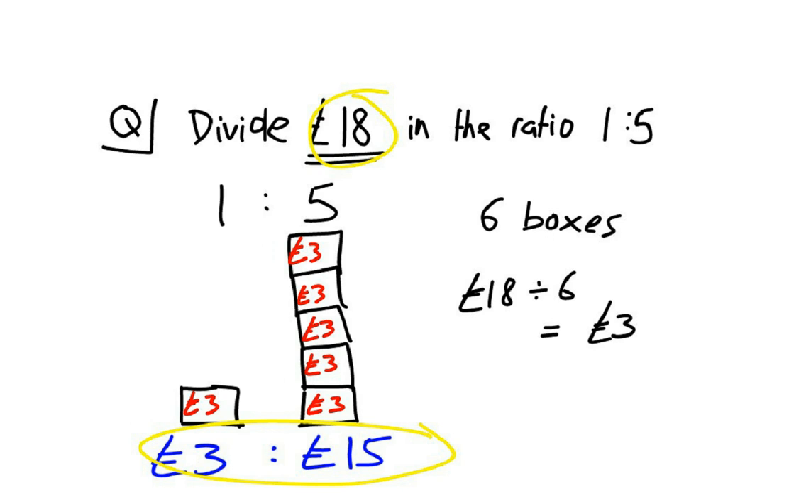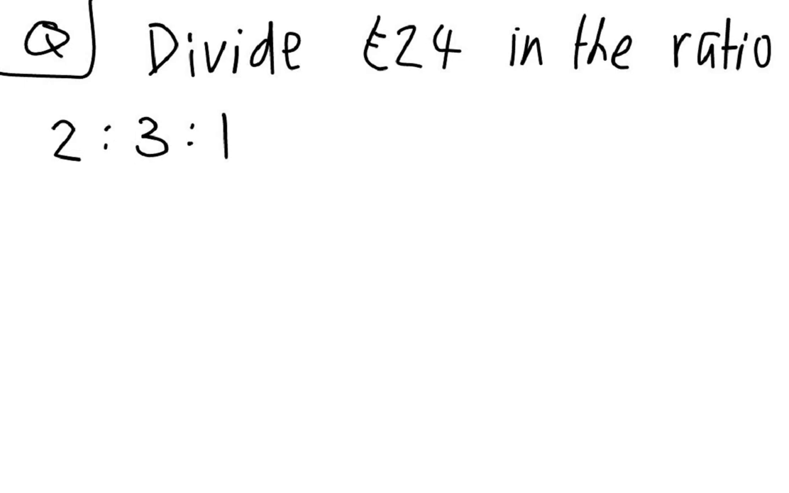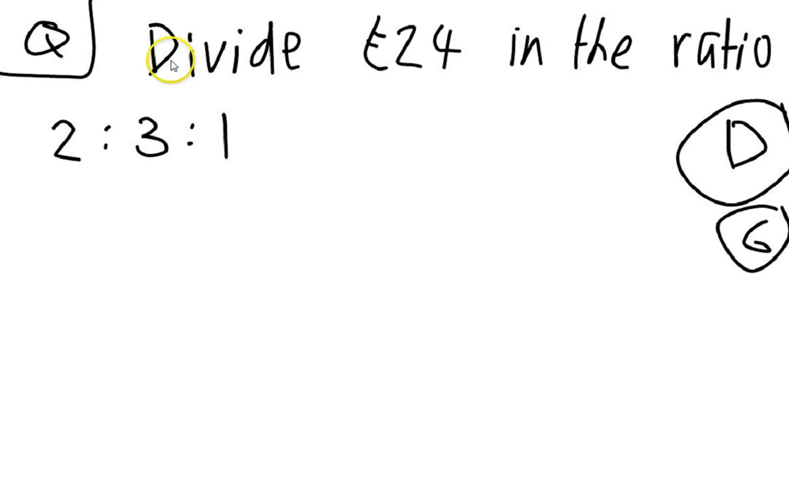Okay, very good. We shall now try another example. This second example is slightly more difficult, but it's still grade D, or level 6. It's slightly more difficult because there are 3 parts to this ratio. So we're dividing an amount, £24, into a 3-part ratio.